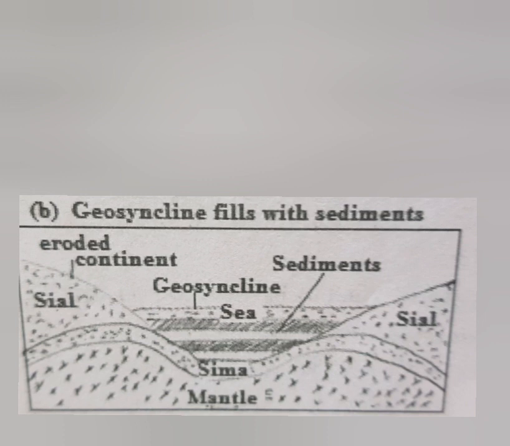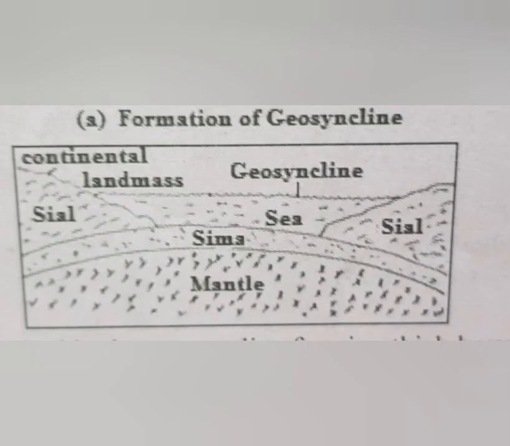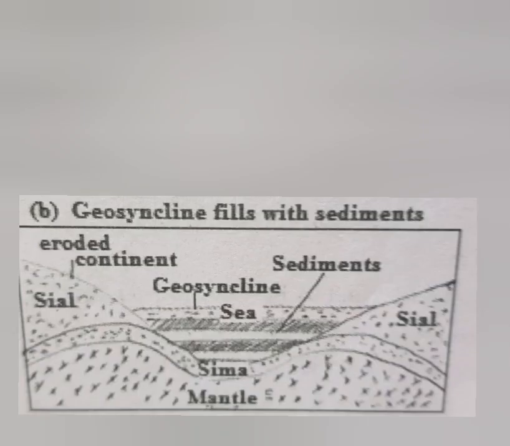You can see there is a difference with the first one we had drawn. So this one shows a geosyncline, you can see the sediment now. You can also notice that in our first diagram, the Sima had not sunk, but now in the second diagram, we can see clearly the subsidence of Sima.